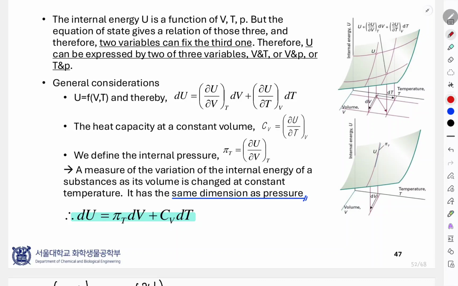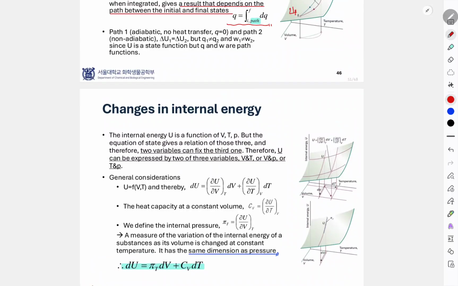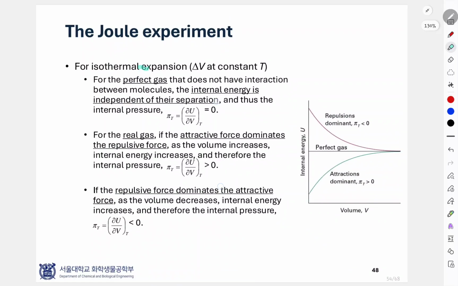The idea of the physical significance of this internal pressure comes from the consideration of gas behavior. Let's consider a perfect gas where there is no interaction between the molecules. Then the internal pressure is independent of their separation and independent of the volume they occupy. So the internal pressure of a perfect gas is zero, like here. So the internal energy does not change depending on the volume.